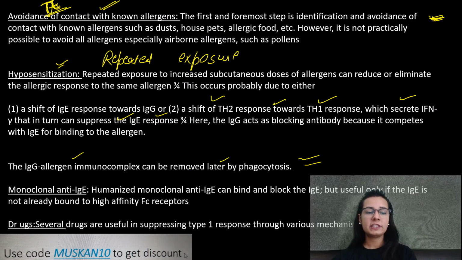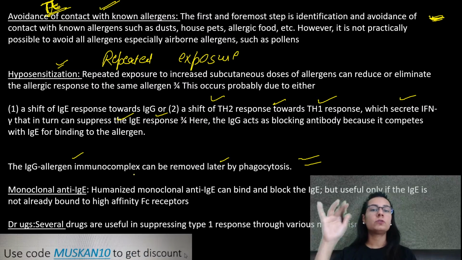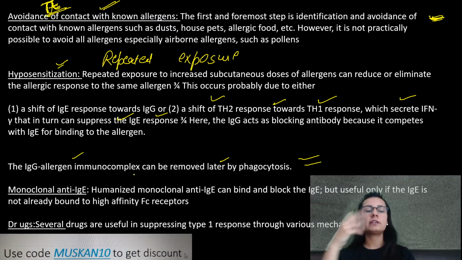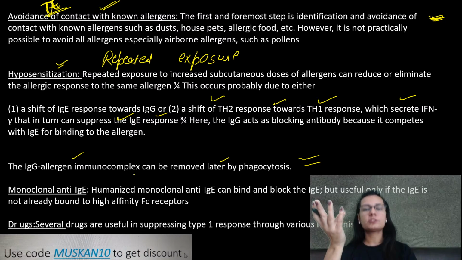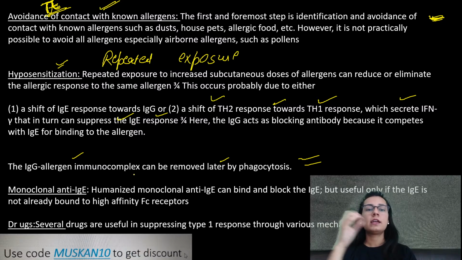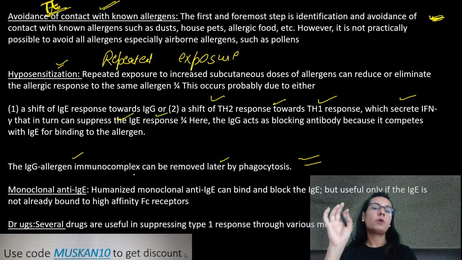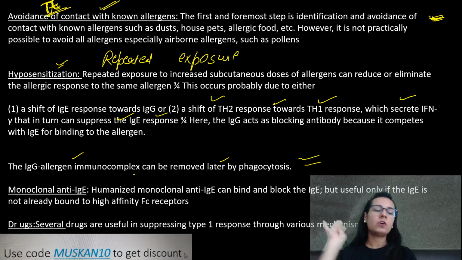Monoclonal anti-IgE, that is another treatment we can do: humanized monoclonal anti-IgE, that is, give an antibody against the antibody. This is possible because we read in the antibody class that an antibody also has an antigen-binding site on the variable region. So giving the antibody against the antibody, that is monoclonal anti-IgE, will block the IgE and type 1 will not occur.